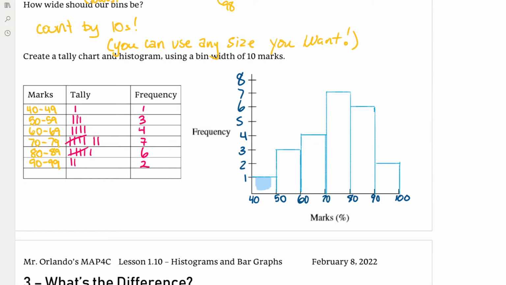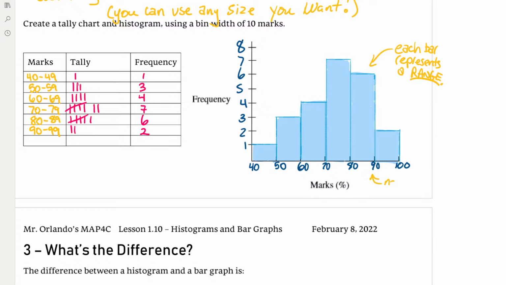And again, I'm going to color it in because I like a nice colored in graph. All right, and there we go. So here we can say each bar represents a range. So this bar is everything between 80 and 90. This bar is everything between 70 and 80. And you'll note there's no space between bars.